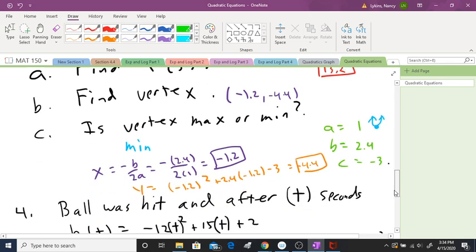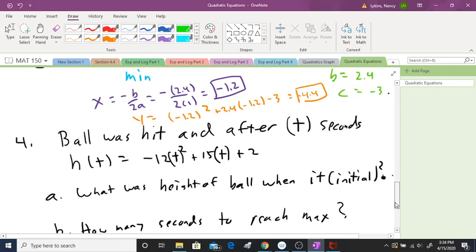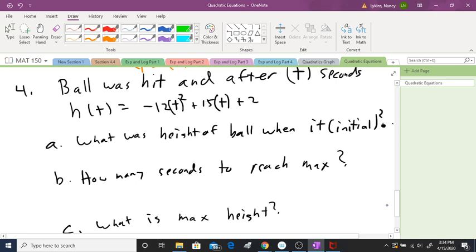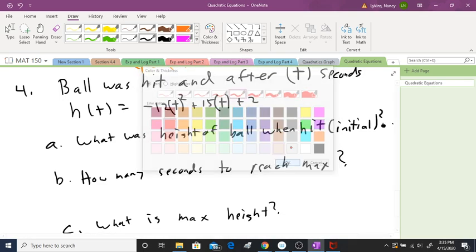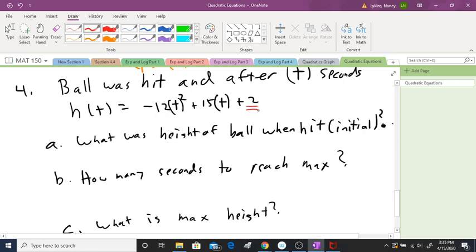Now, finally, I can ask you a word problem. A ball was hit, and after t seconds, here's the equation: negative 12t squared plus 15t plus 2. I could ask you, what was the height of the ball when it was hit? Well, the initial value is always our c value. It would be 2.